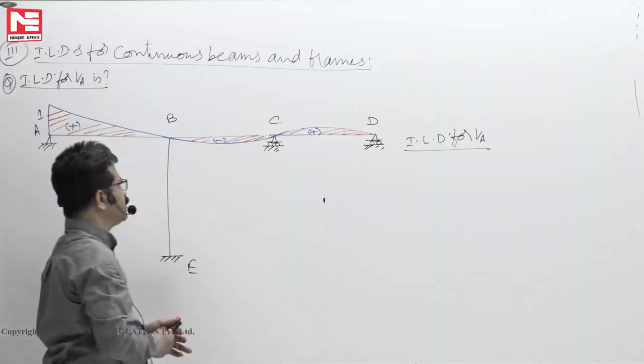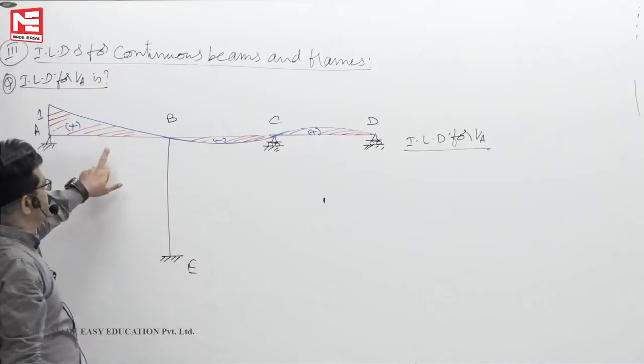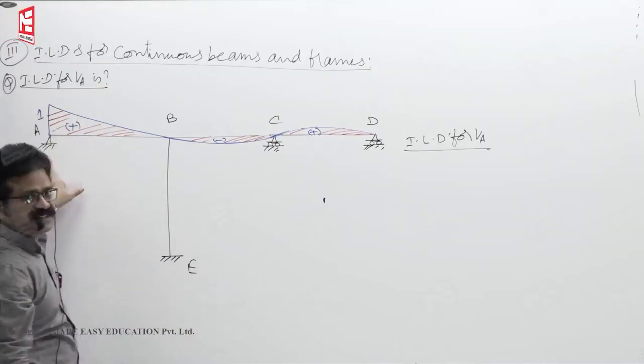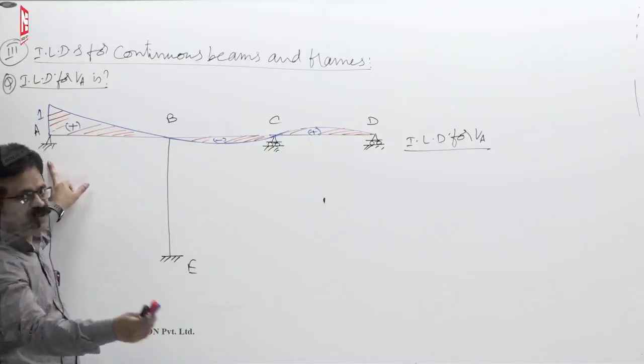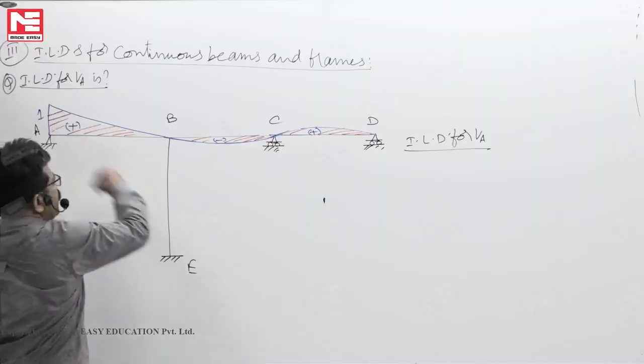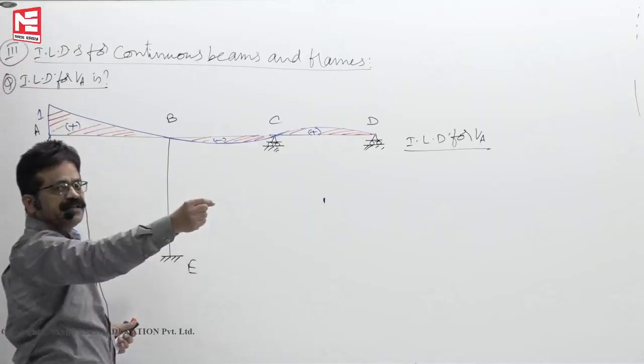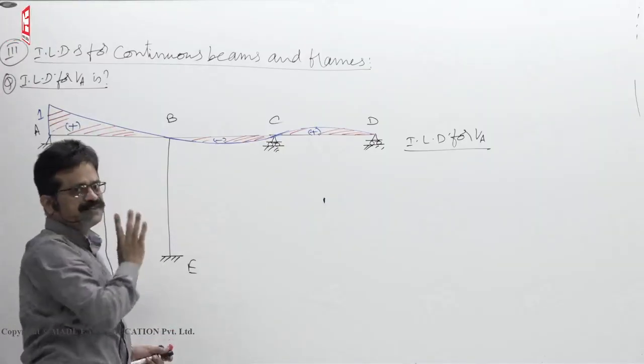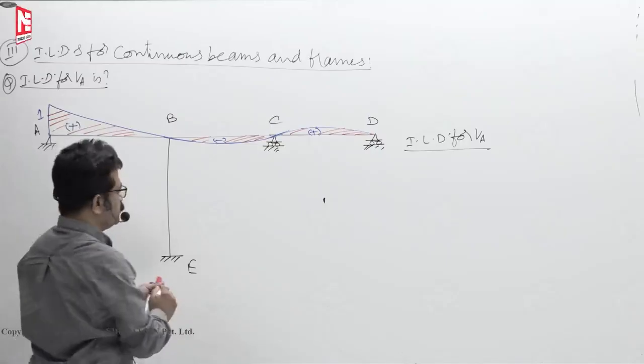Once they ask in a GATE problem like this, for the frame shown in figure, to get maximum reaction at A, which of the spans are to be loaded? So AB and CD. That's all. Just draw ILD. That ILD will tell you which spans you have to load to get maximum upward reaction.